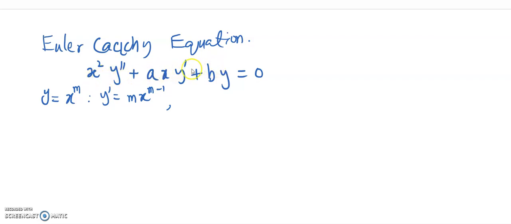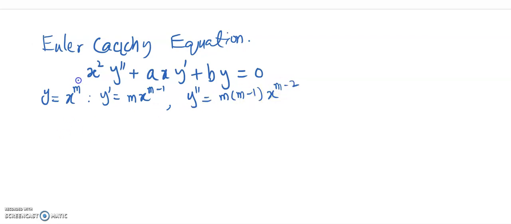So this type of equation we can solve by using a substitution: y is equal to x power m. So if y is equal to x power m, then y prime will be m x power m minus 1, and y double prime will be equal to m into m minus 1 into x power m minus 2.